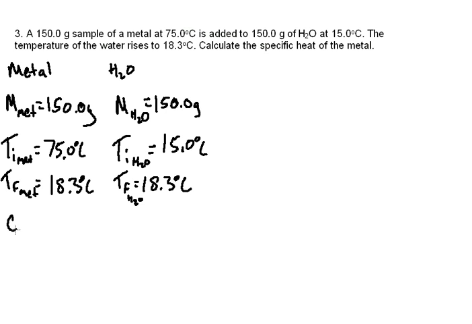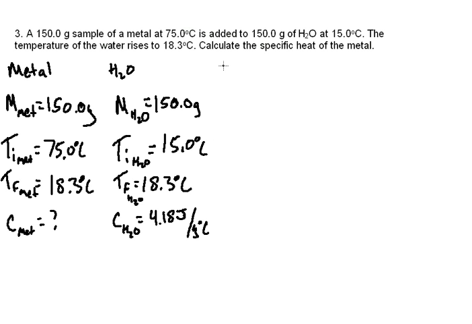And in this problem, we're looking for our specific heat of the metal. We don't know that, but we do know our specific heat of our water. We need to know this. It comes in two forms. One is 4.18 joules per gram degree Celsius, or if you were to do this using calories, 1 calorie per gram degree Celsius. All right, so then we're going to use our formula here.